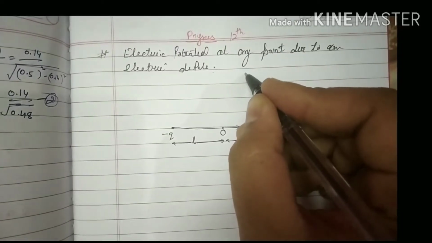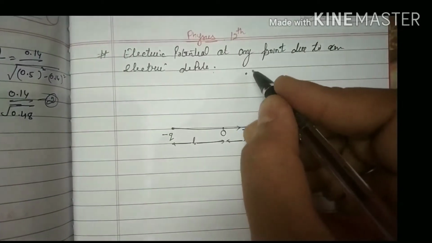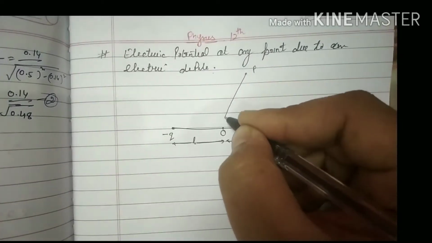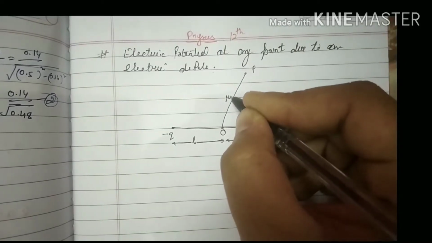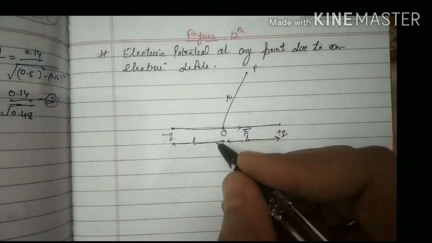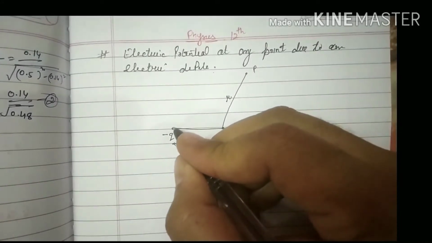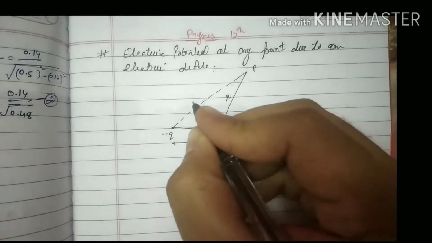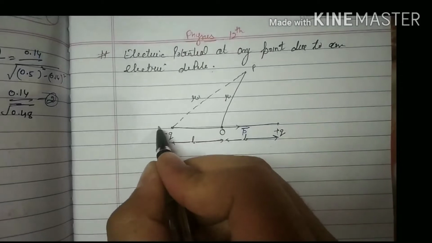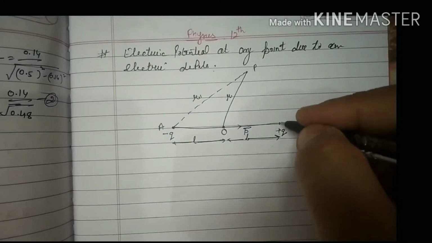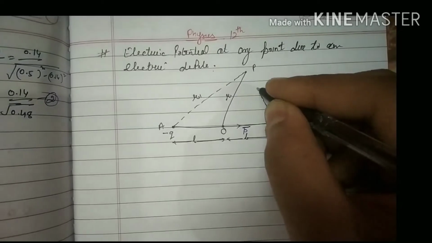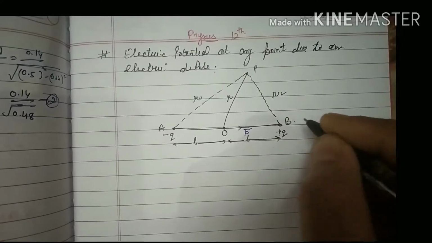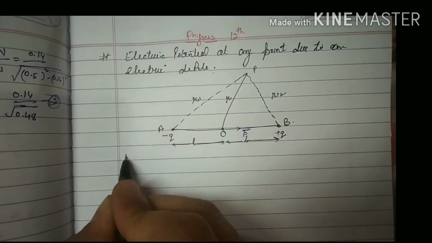This is the arbitrary point P where we have to find the electric potential, and its distance from the center of this electric dipole is R. Now let the distance of point P from this minus q charge be R1. Let this point be A, and from the plus q charge let it be R2, and let us suppose this point is B.